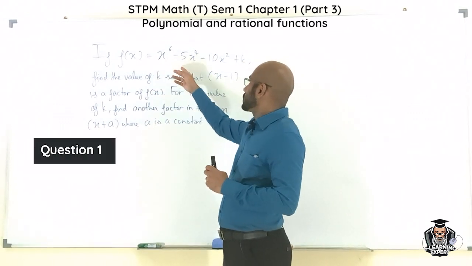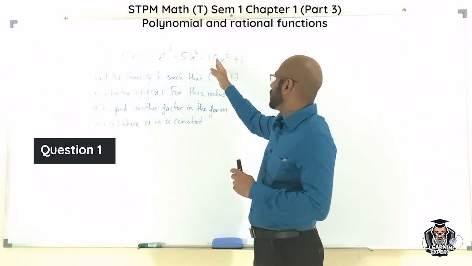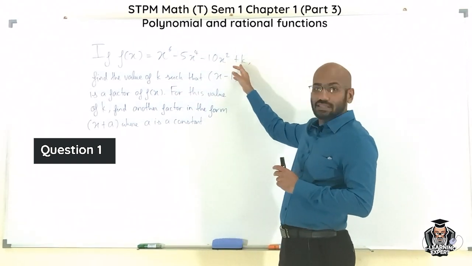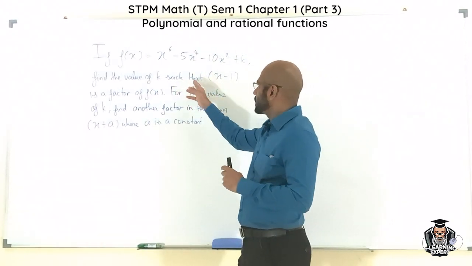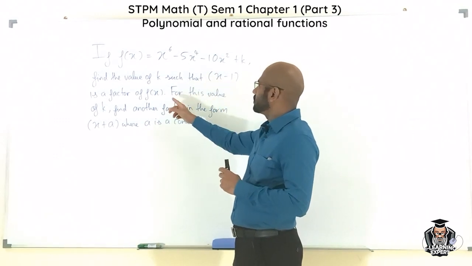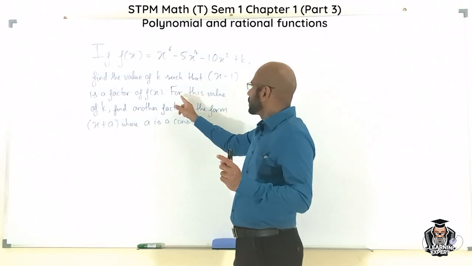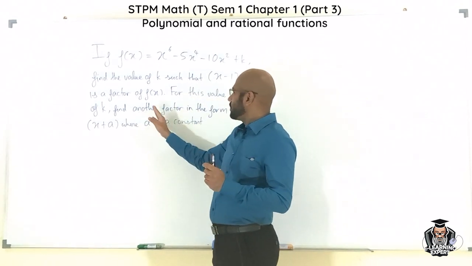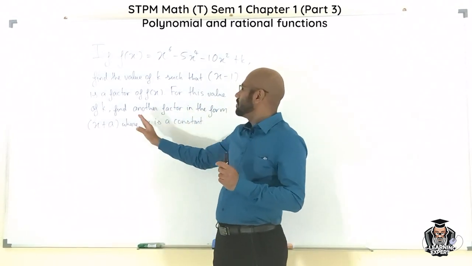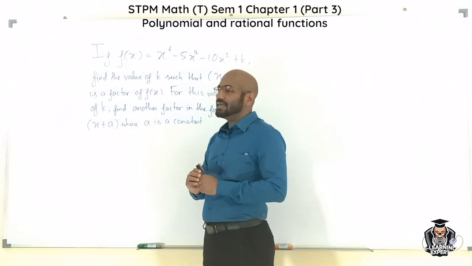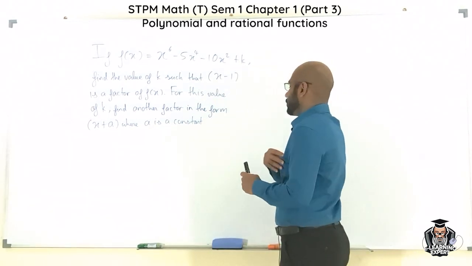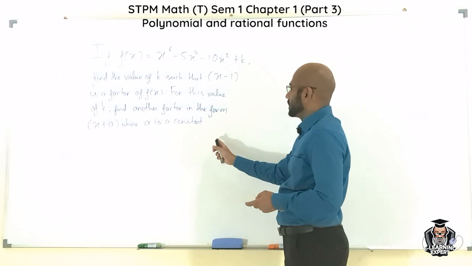If f of x equals x power 6 minus 5x power 4 minus 10x squared plus k, find the value of k such that x minus 1 is a factor of f of x. That means you've already given us a factor. For this value of k, find another factor in the form x plus a, where a is a constant. Now they've already given us a factor over here.